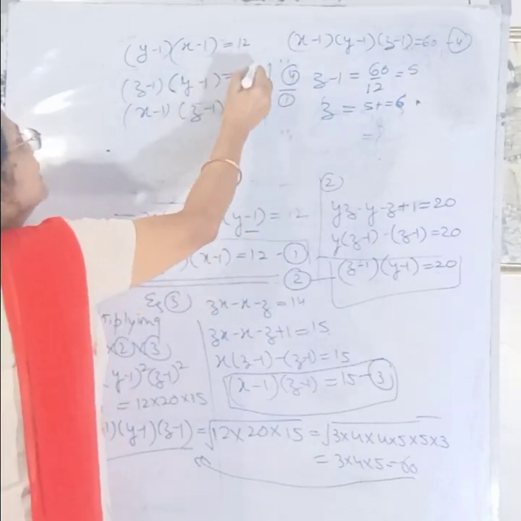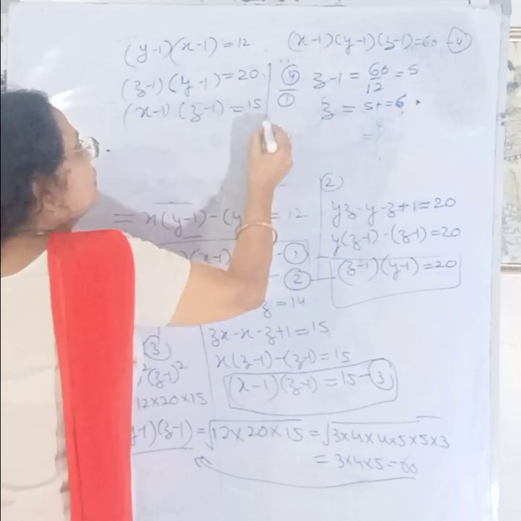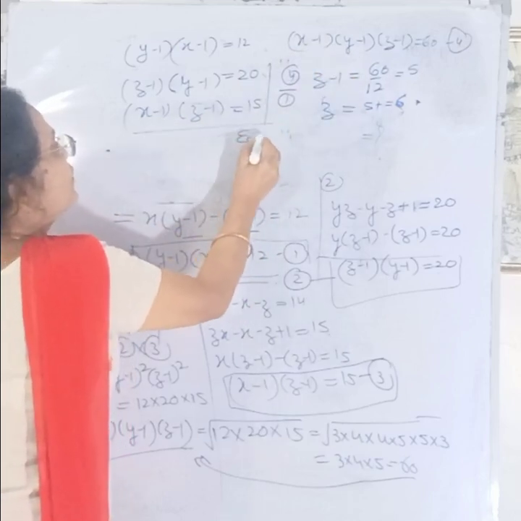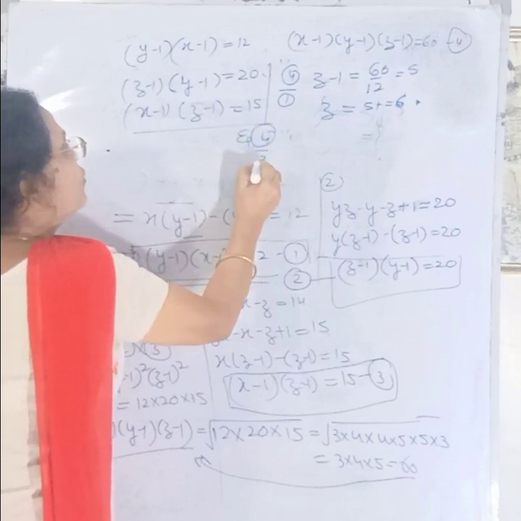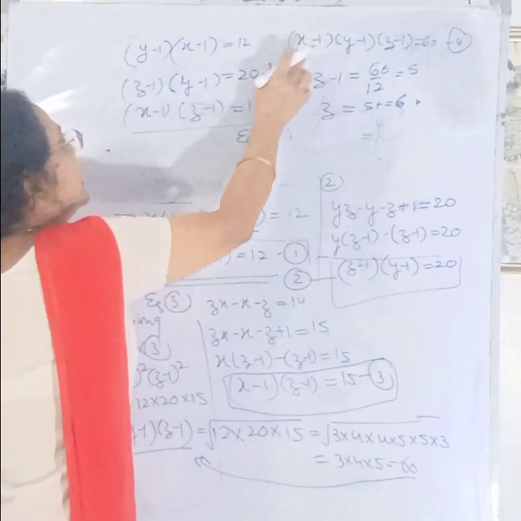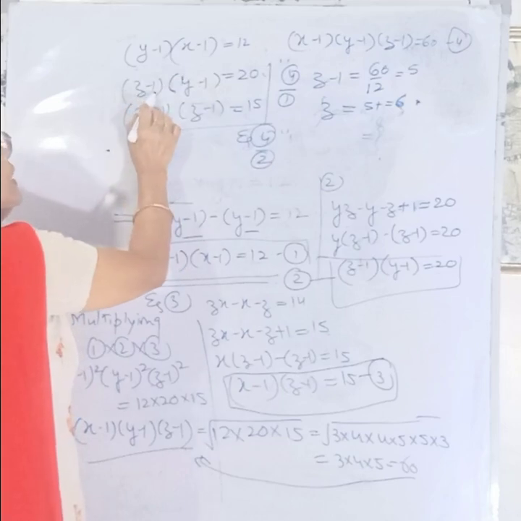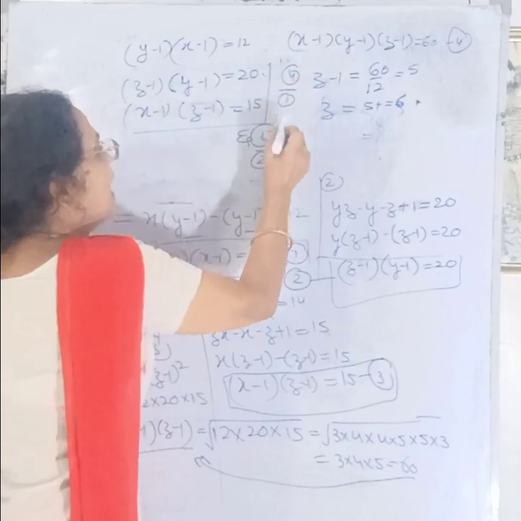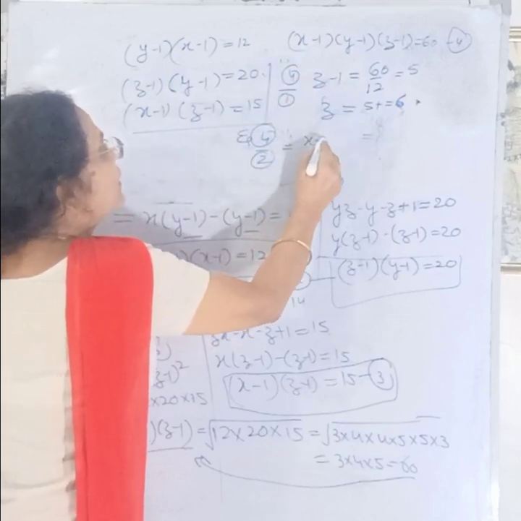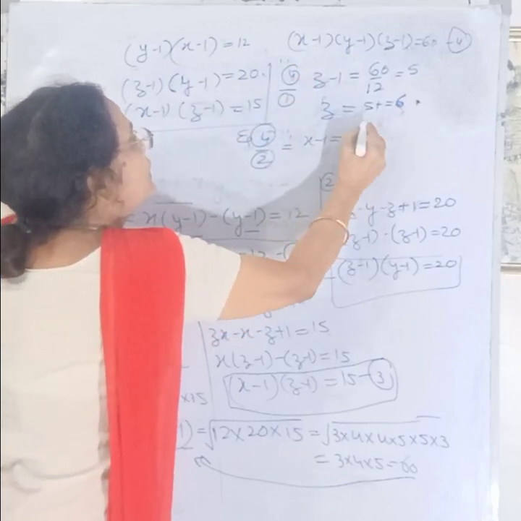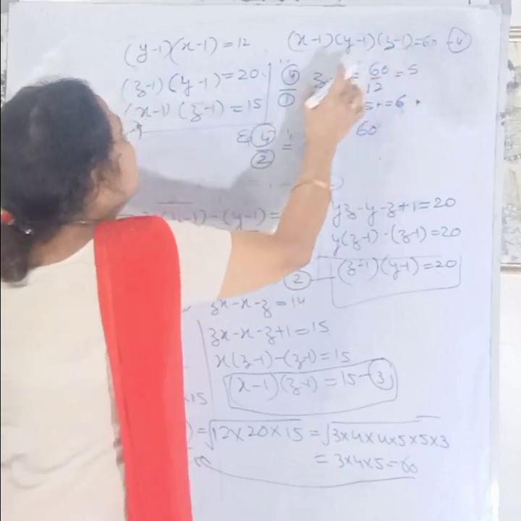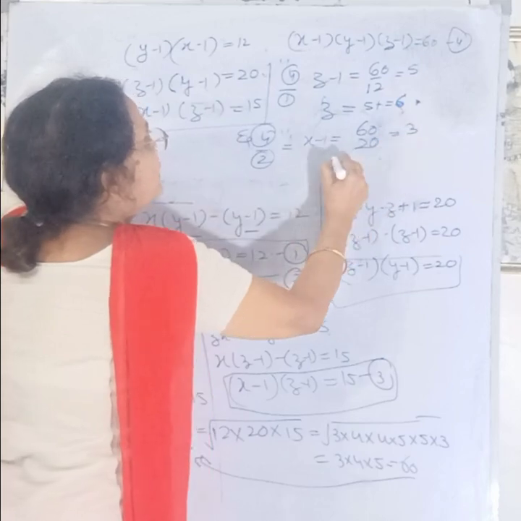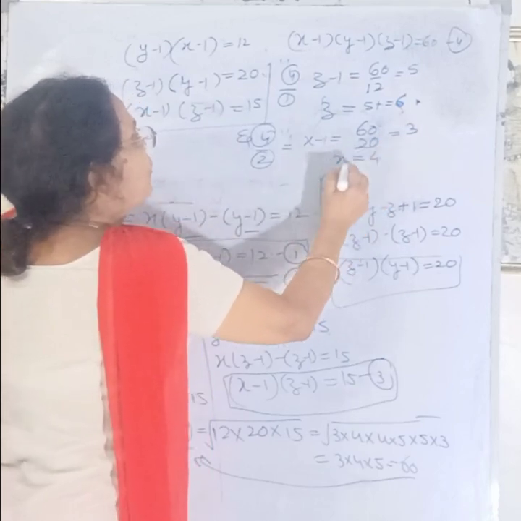Now further we have to divide equation number 4 by equation number 2. This is 4 and this is 2. Then z minus 1 and y minus 1 will get cancelled here. We'll simply get x minus 1, which will be equal to 60 upon 20. It means it is equal to 3. It means x will be equal to 4.